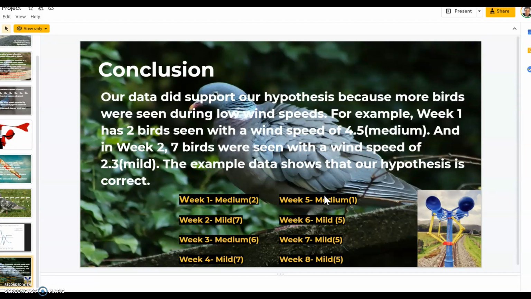So the conclusion: our data did support our hypothesis because more birds were seen during low wind speeds. For example, week 1 had 2 birds seen with a wind speed of 4.5 knots. In week 2, 7 birds were seen with a wind speed of 2.3 knots. So the example data shows that our hypothesis is correct. I see there is no reference at the end. So this is the end of the presentation.